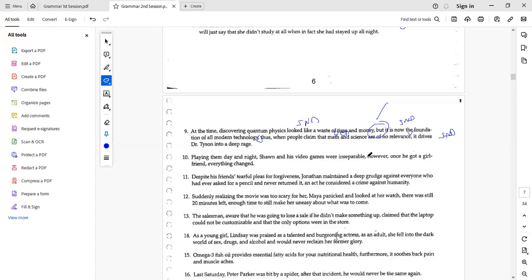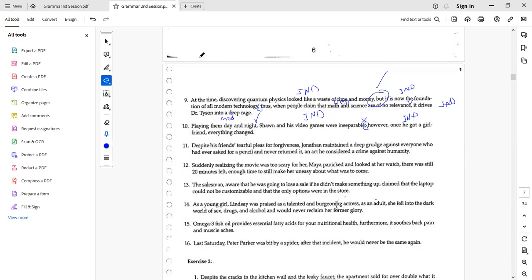Yes. She said here before, however. Let's find. Playing them day and night. This is a modifier. Comma is right. Sean and his video games were inseparable. This independent. Then he said, however, once he got a girlfriend, everything changed. This independent. So two independent after each other with a comma is wrong.